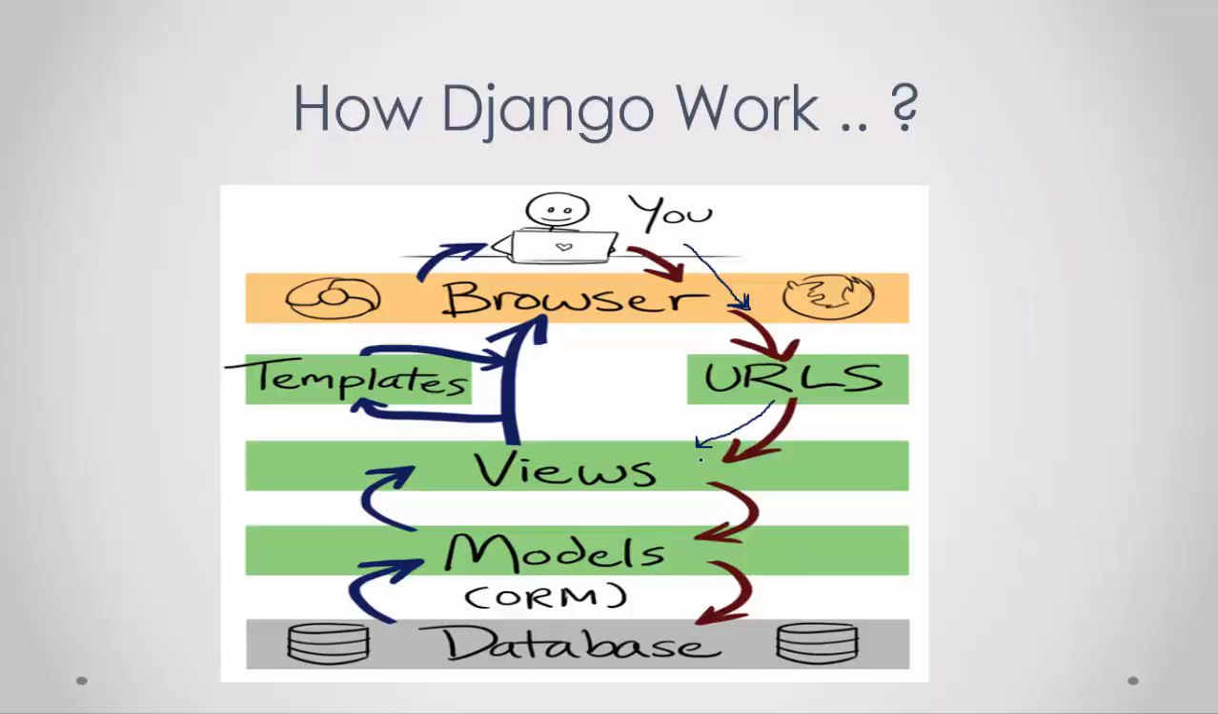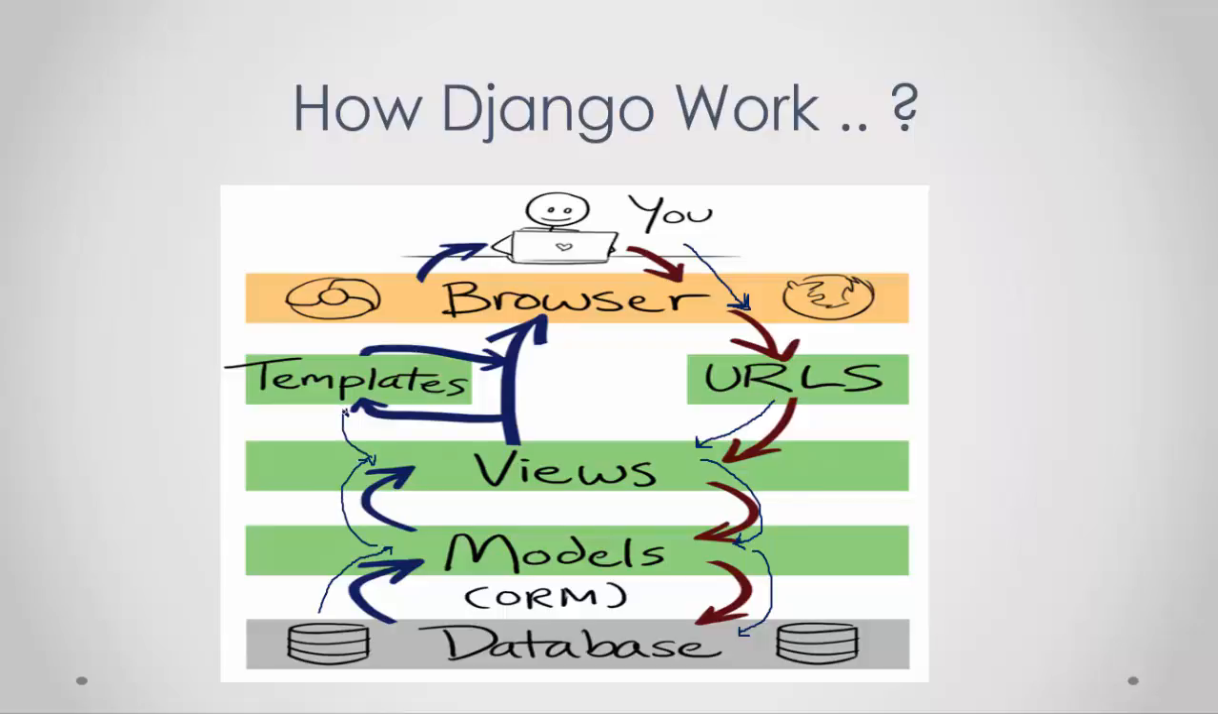This view moves to a model. What is a model in Django? A model is just an ORM for your database. Okay? We will see every one of them in detail later. This model moves to the database to get your data. When you get your data, like your photos or your homepage, this data moves again to the model, from the model to the view, and from the view to a template.